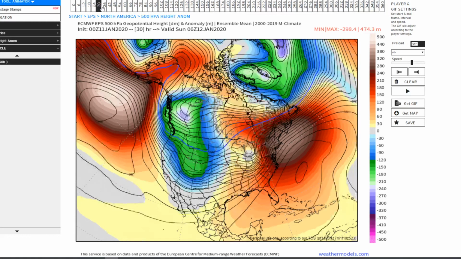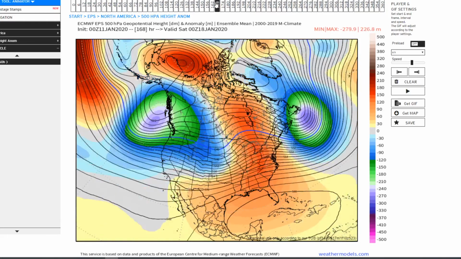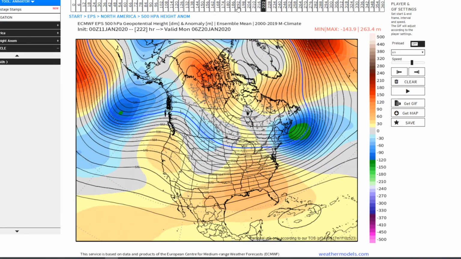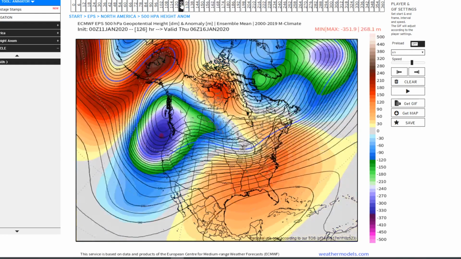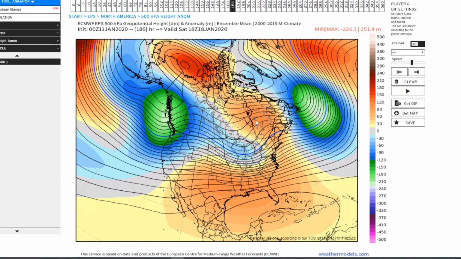Now, as we continue this, you're seeing it kind of bottle up, and then as we get into the 19th, 20th time frame, you're going to have this system right here that is going to move out. This is the system that's really going to change the pattern here. So this is going to be a little storm system that is going to bring, according to the models currently, a little bit of snow over the Great Lakes and Northeast.